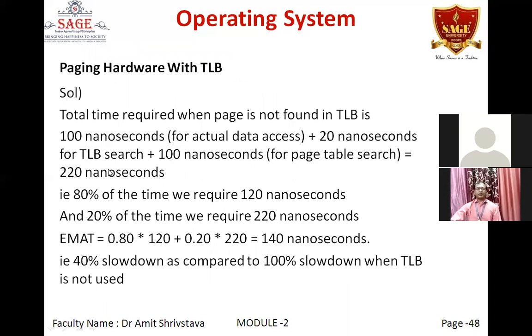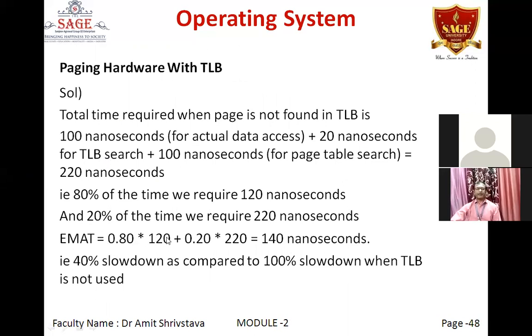And 20% of the time, we are not finding our entry in the TLB. So what will be the total time there? 100 nanoseconds for the actual data access, 20 nanoseconds for the TLB search, and then when we have found that there is no entry of our page, we will go to the page table. So 100 nanoseconds for the page table again. So total 220 nanoseconds will be required, 20% of the time.